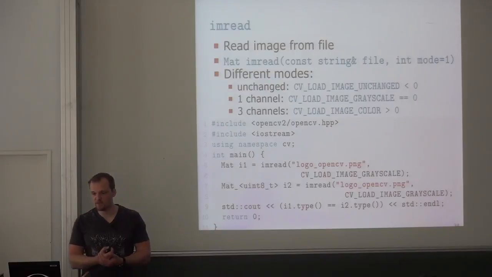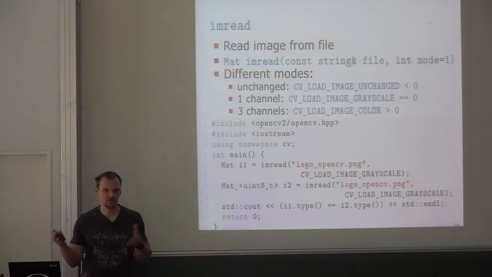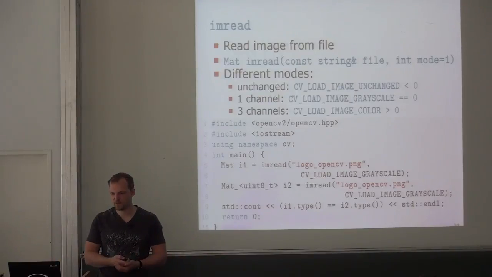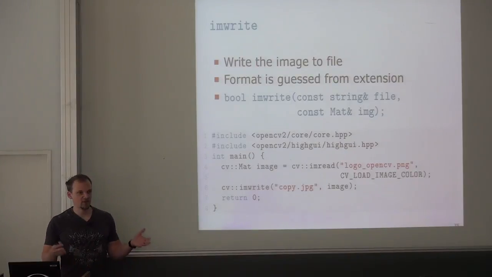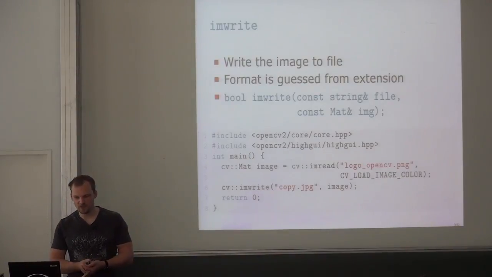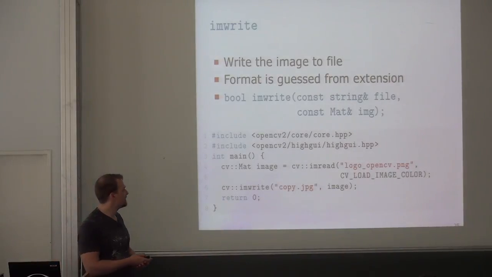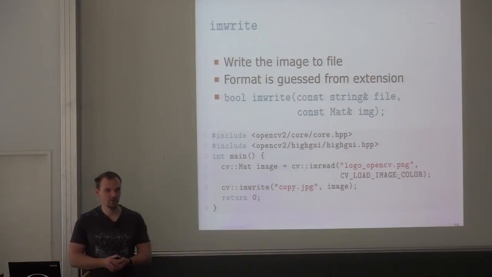Yeah, so that's basically how you use imread. You can read color images, grayscale images, and so on. Imwrite is exactly the opposite. If you already have a mat stored in memory, you can write it to a disk or to the hard drive. Again, the format is guessed from the extension, and the function is declared like this. It returns you a bool, and you pass a file name, and you pass the actual image to it.